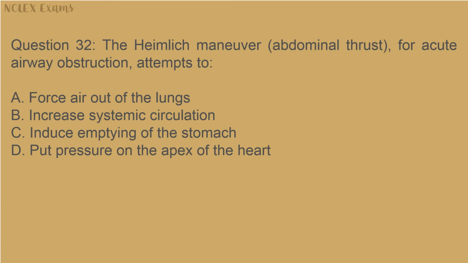Question 32. The Heimlich maneuver, abdominal thrust, for acute airway obstruction, attempts to: A. Force air out of the lungs. B. Increase systemic circulation. C. Induce emptying of the stomach. D. Put pressure on the apex of the heart.